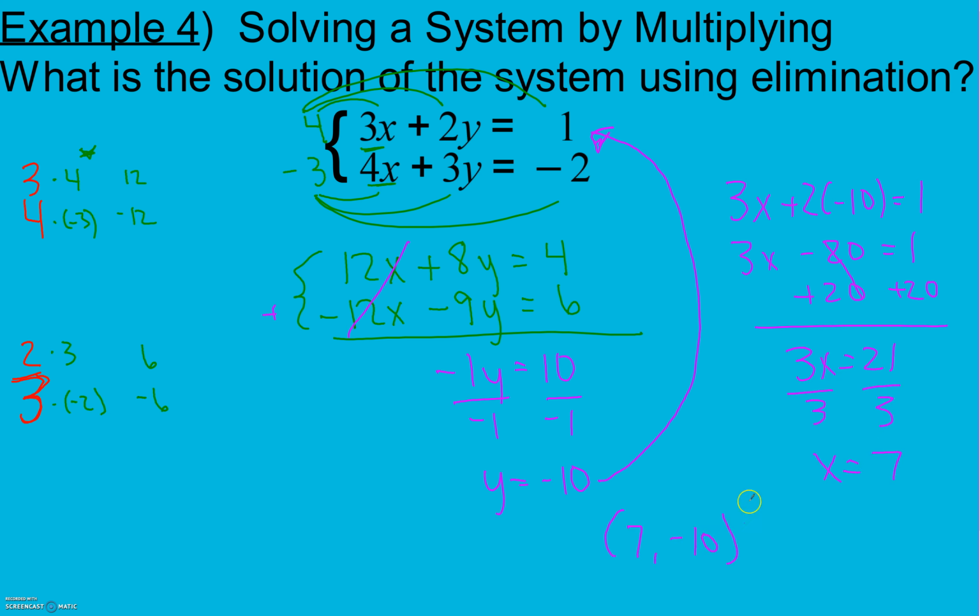7, negative 10. Now, if we'd have eliminated our y's, we would have gotten to the same place. We just would have found our x value first and had to substitute it back in to find our y. But it would have worked in the same process.